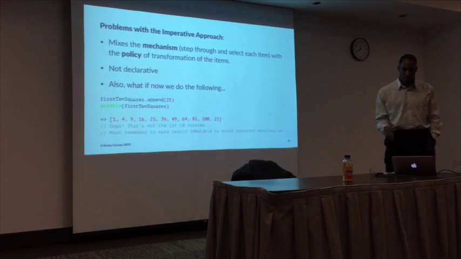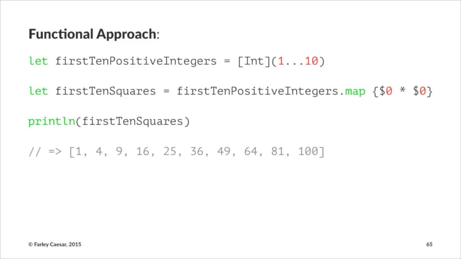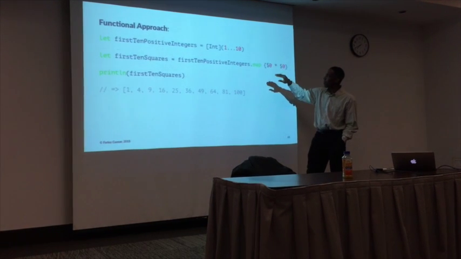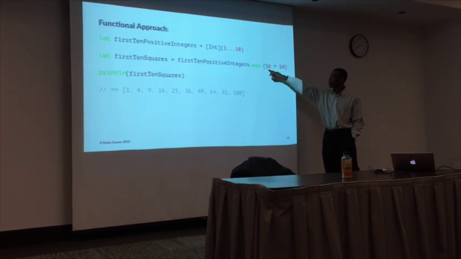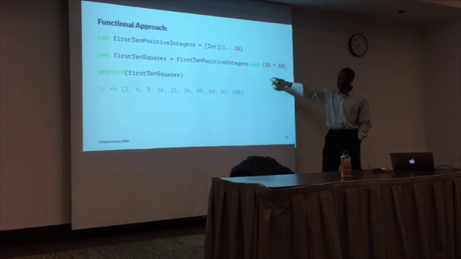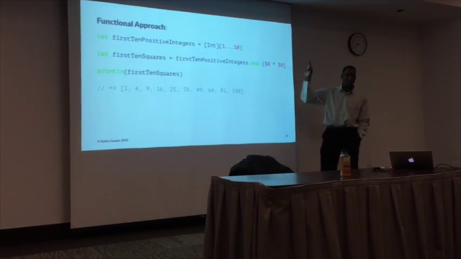In functional programming, you don't have to do that, right? So the functional approach is much simpler. You can see there are many fewer lines of code here. Because the cool thing is that what I really want to do is take the first 10 positive integers, and I want to square them, for the answer. And remember that picture I showed you.